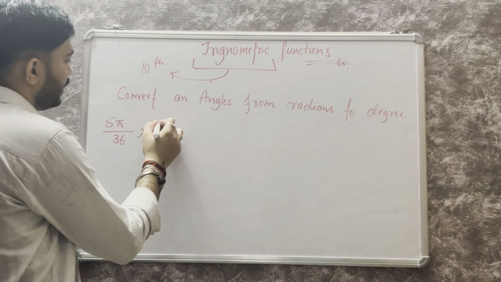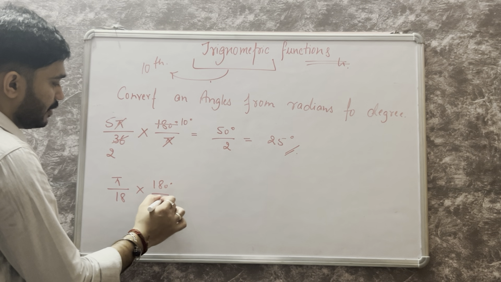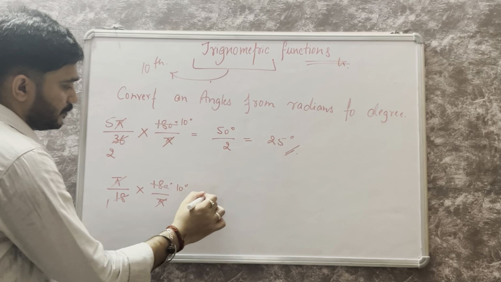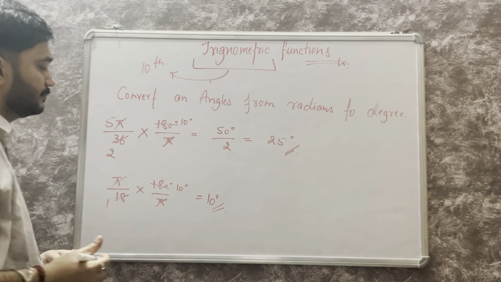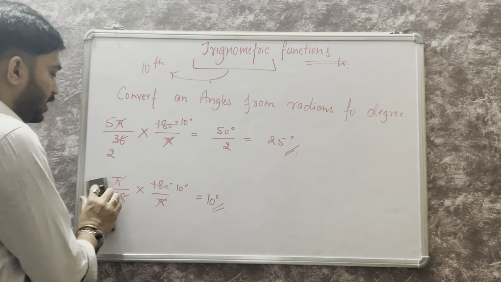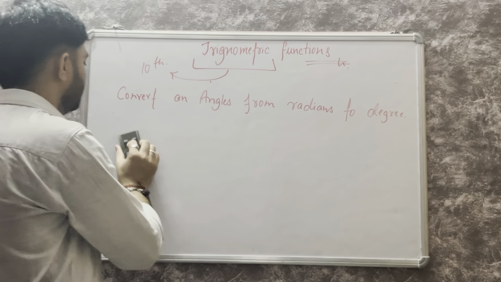We will solve another example. Pi by 18, multiply by 180 degrees divided by pi. Pi and pi are cut, so the answer will be 10 degrees. So this is the type of questions that we are going to do in this chapter.